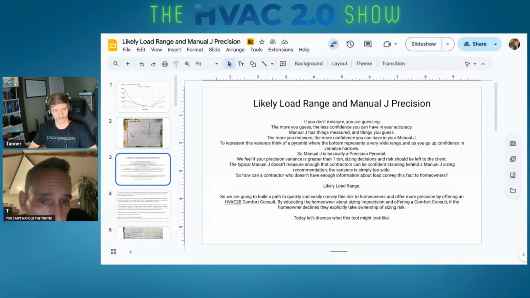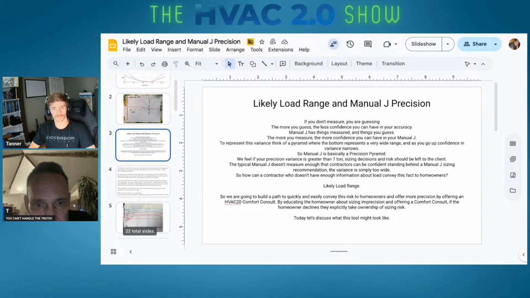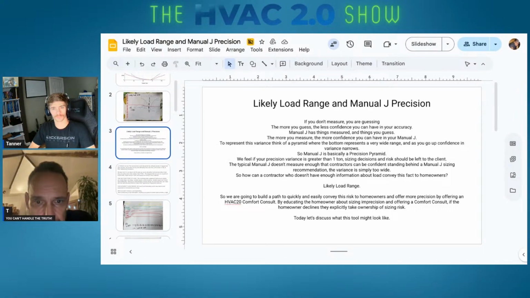This is where we came up with likely load range. We're going to build a path to quickly and easily convey this risk to the homeowner and offer more precision by offering the HVAC 2.0 Comfort Consult. By educating the homeowner about sizing and precision and offering a comfort consult, if the homeowner declines, we feel they have explicitly taken ownership of sizing risk.